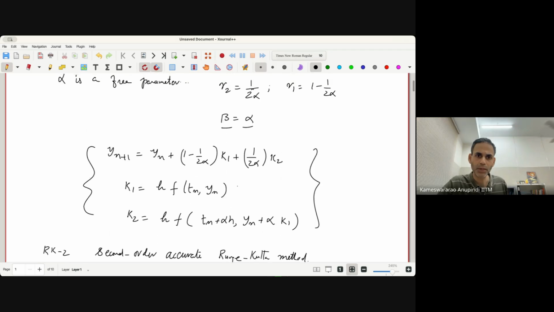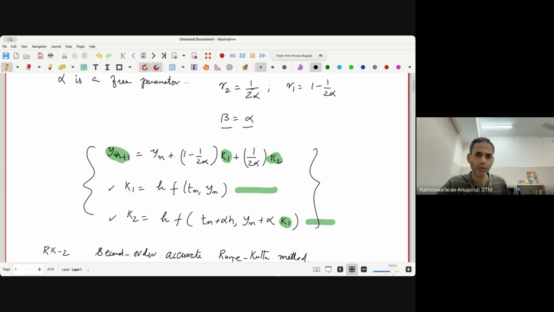So what we do is that for these values of gamma 1, gamma 2, and beta, first we're going to solve for K1. Then use the value of K1 and solve for K2. Once we have obtained K1 and K2 from these equations, we're going to solve for yn plus 1. That means we are doing 2 function evaluations per calculation of one time step.